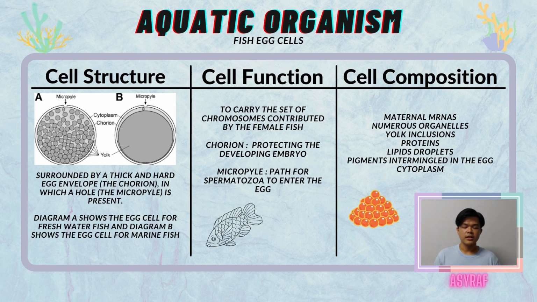Cell function. The egg cell functions to carry the set of chromosomes contributed by the female fish. The chorion functions to protect the developing embryo. The micropyle functions as the path for the spermatozoa to enter the egg.